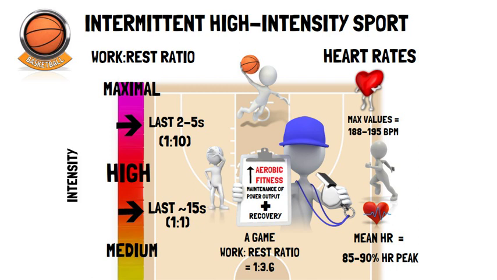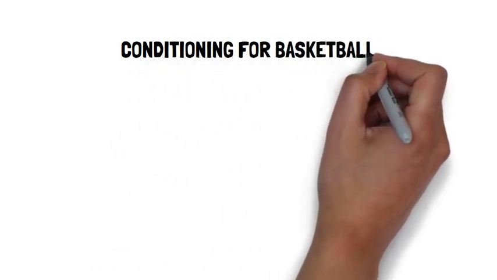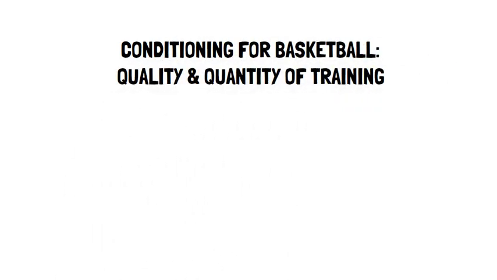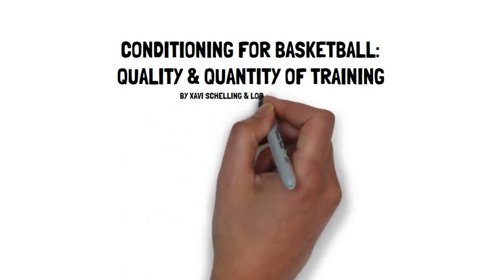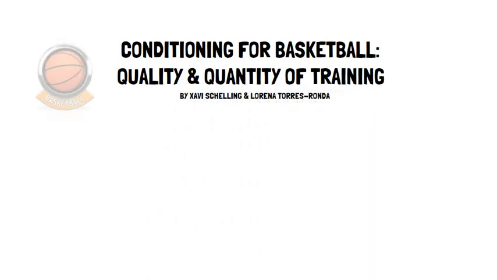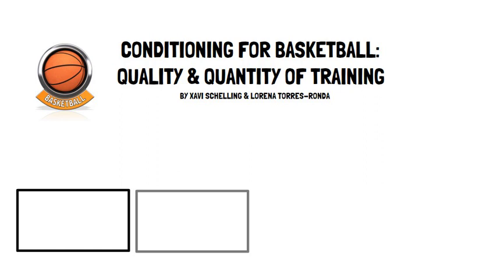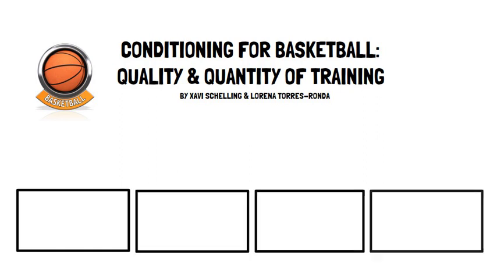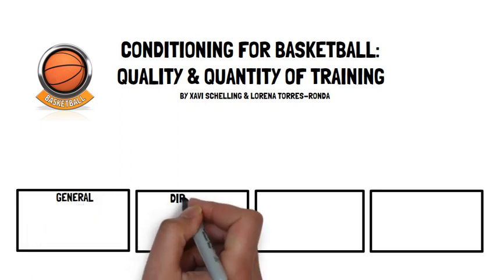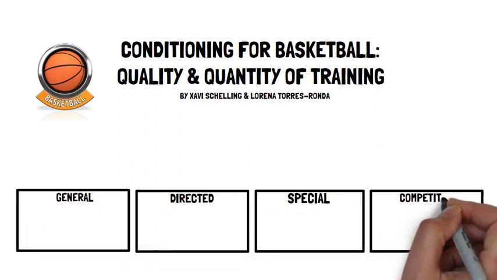The article, published in the Strength and Conditioning Journal, titled Conditioning for Basketball, Quality and Quantity of Training, by Schelling and Torres-Ronda, put forward a training methodology for basketball conditioning, which is based on the degree of similarity in relation to actual basketball, referred to as task orientation, and their associated approaching levels. The orientations include general, directed, special, and competitive orientation.